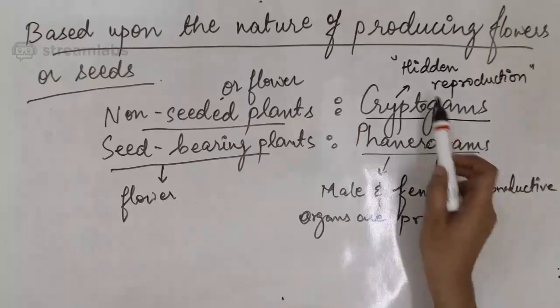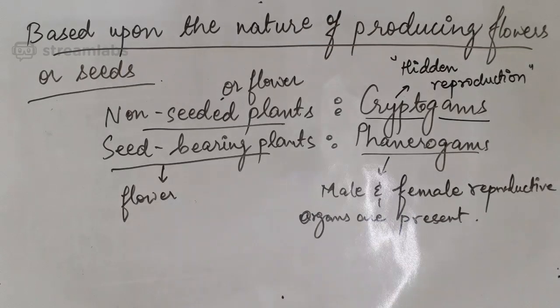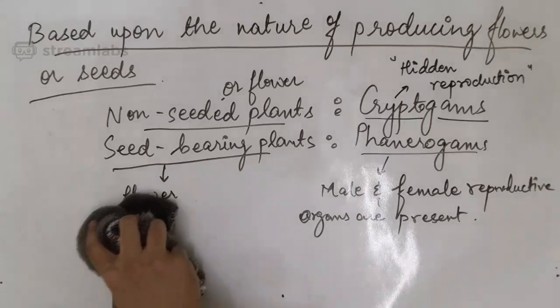Crypto means hidden reproduction, those which do not have flowers and do not make seeds. And phanerogams means those which have both male and female parts. They produce the seeds as well as the flowers, and on the basis of seeds, the cover of the seeds, let us take them as an individual flow chart. I am just rubbing it down. You understood both these terms: cryptogams means non-seeded plants and phanerogams means seeded or flowering plants. Fine. Now we will be taking cryptogams first, then we will be discussing the phanerogams.